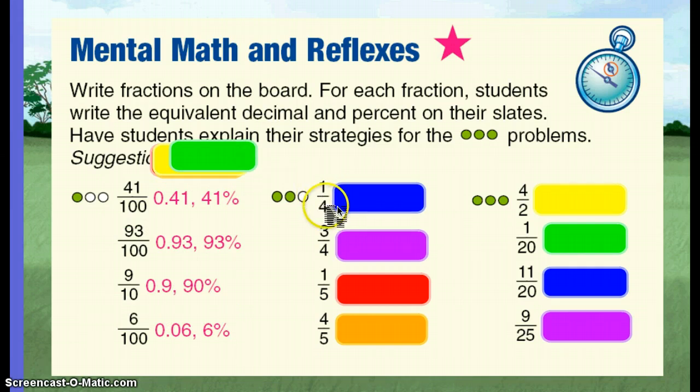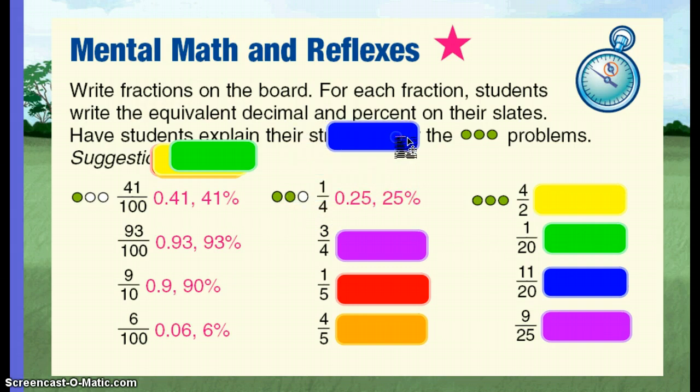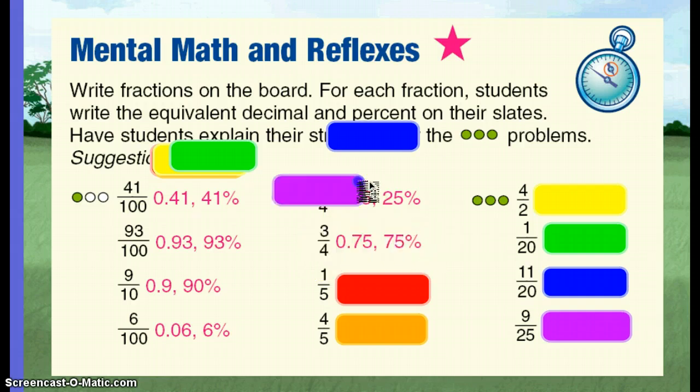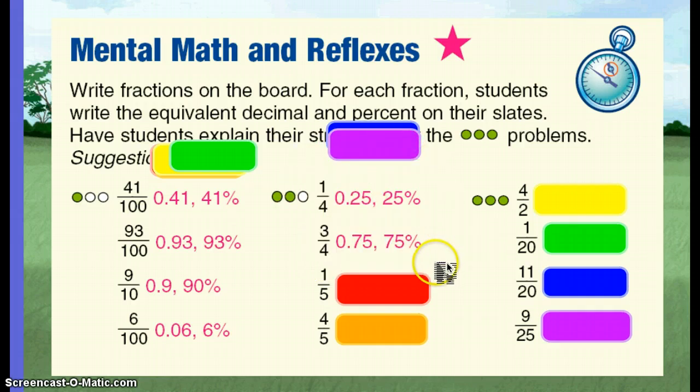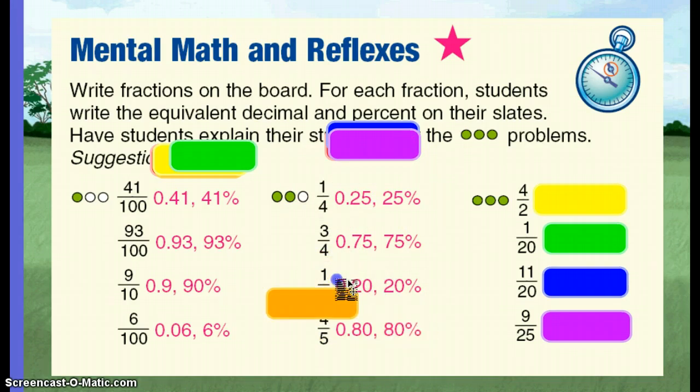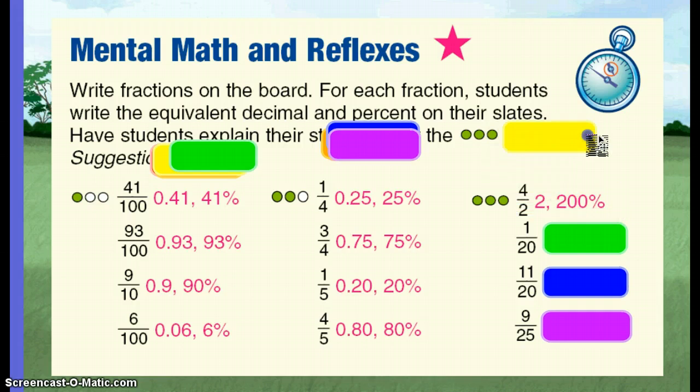A fourth, think of the page we did earlier, a fourth of a dollar, 0.25 or 25%. 3/4 is just that 1/4 3 times. So 25 3 times would be 0.75 or 75%. 1/5, you think of that as 20 cents or 0.20, 20%. Or 4/5, the 1/5 added 4 times, 0.80 or 80%. 4 over 2, you have 2 wholes, so 2.0 or 200%.